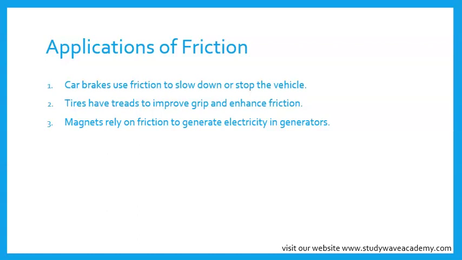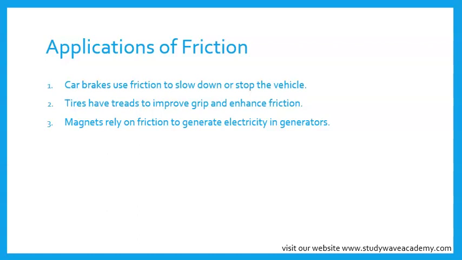Okay? Tires have treads to improve grip and enhance friction. The friction between tires and the road surface provides grip and traction, allowing vehicles to move safely. Magnets rely on friction to generate electricity in generators. So generators use magnets and friction to create electricity. Okay?